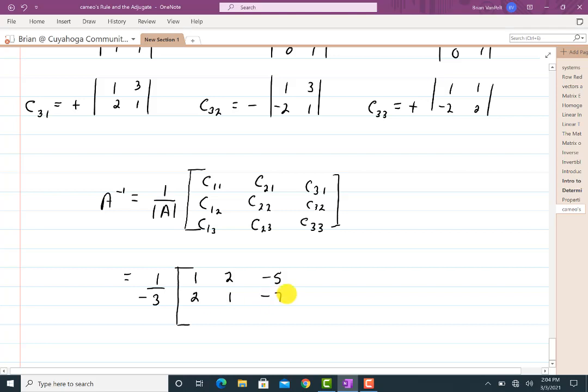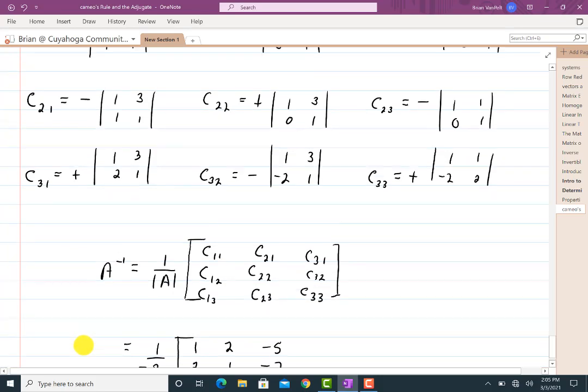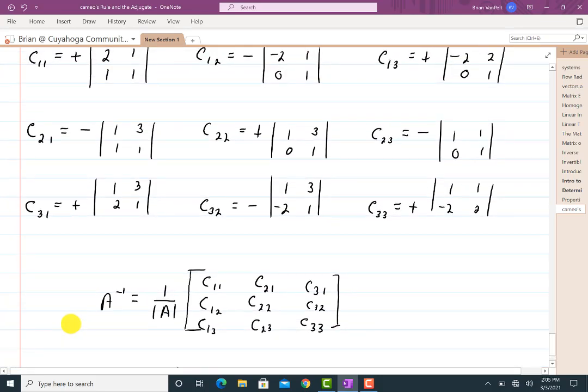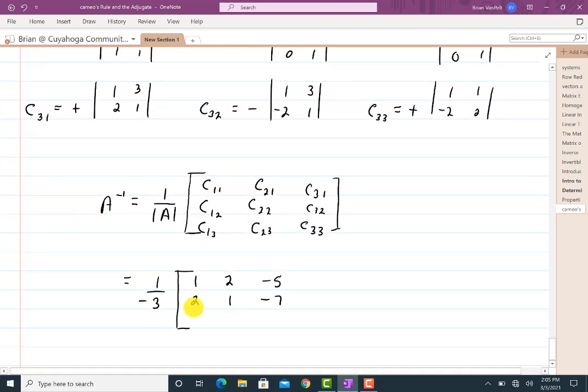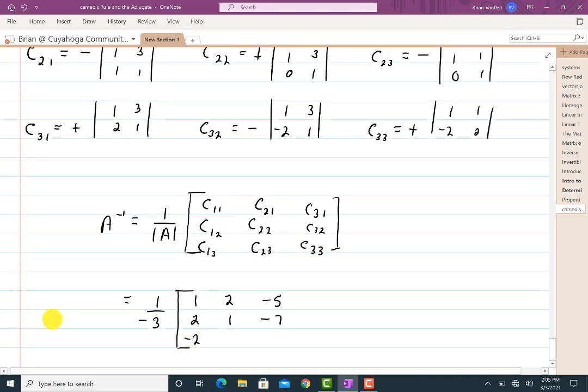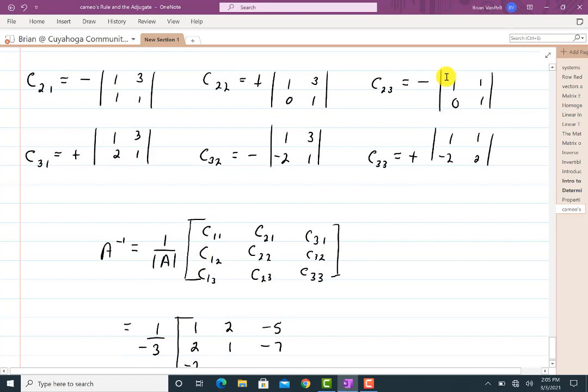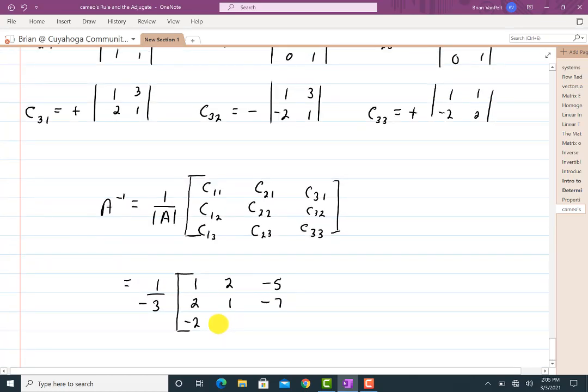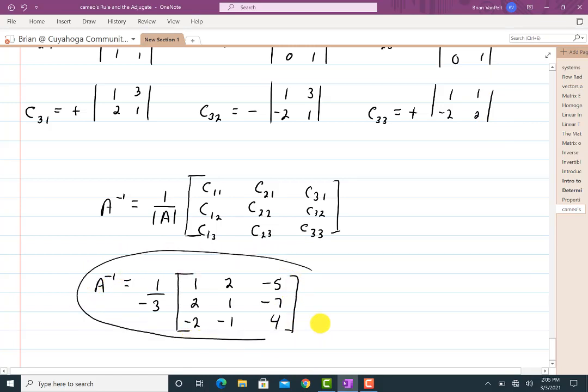You have to be careful when you put these entries in. Don't do like I almost just did. All right, anyway, so C13 we have -2. C23 we have the negative out front, -1. And finally C33 we have 2 plus 2 is 4. And personally, I do not have a problem with it being left that way. I'd hate to take the -1/3 inside and then have all these fractions inside of it.